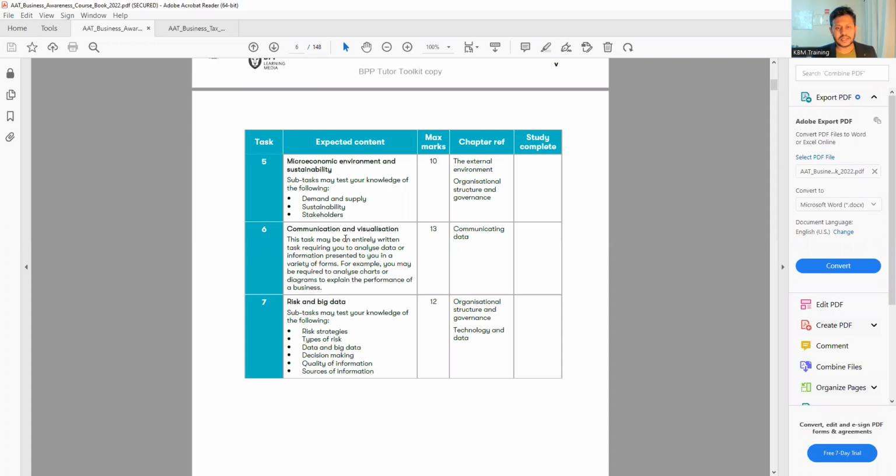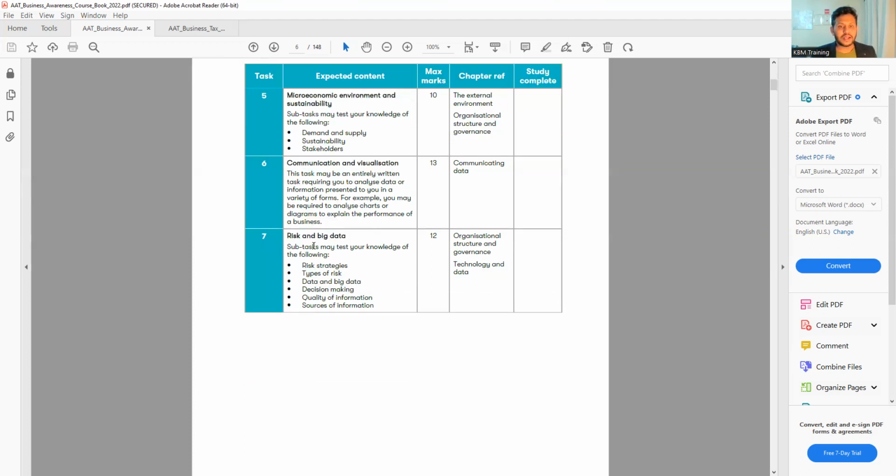Communication and visualization, we have 13 marks from here. And that will be entirely writing task requiring you to analyze the data information presented to you in a variety of forms. For example, you may be required to analyze a chart or diagram to explain the performance of the business. So on our revision session, when we open the exam question, we're going to look at what type of question will come from question number 6.